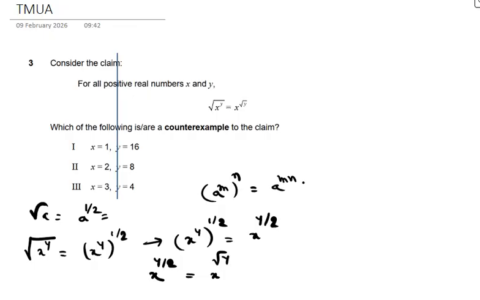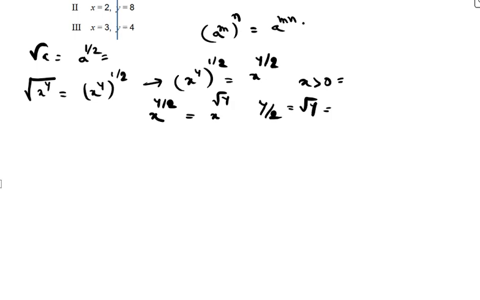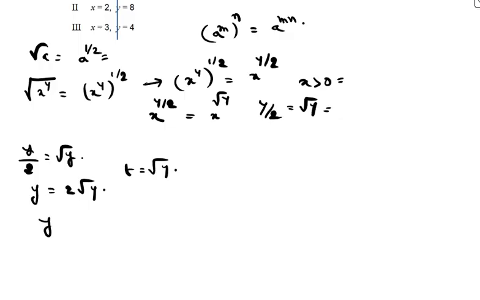Now since x is greater than 0, we can compare the exponents. So y/2 is equal to root y. Now solve the condition. Multiply both sides by 2, so you get y is equal to 2 root y. Now let t be equal to root y. Then y is equal to t squared.